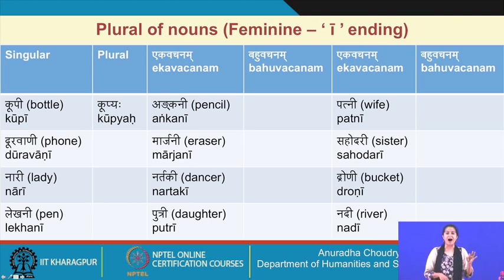Alright. So nari, naryaha to start with. Lekhani, ankani, marjani, which is an eraser. Nartaki, a dancer. Putri, daughter. Patni, wife. Sahodari, sister. Droni, which means a bucket.